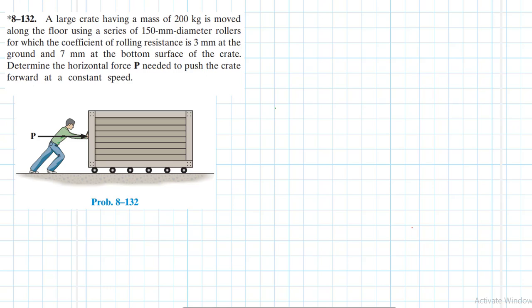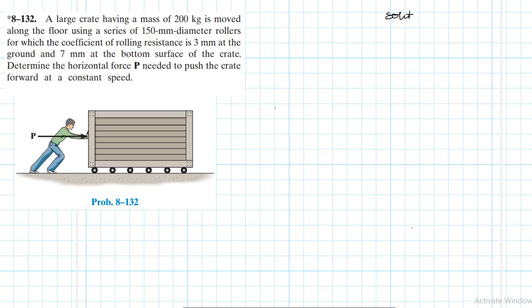The problem reads: a large crate having a mass of 200 kg is moved along the floor using a series of 150 mm diameter rollers for which the coefficient of rolling resistance is 3 mm at the ground and 7 mm at the bottom surface of the crate. Determine the horizontal force P needed to push the crate forward at a constant speed.